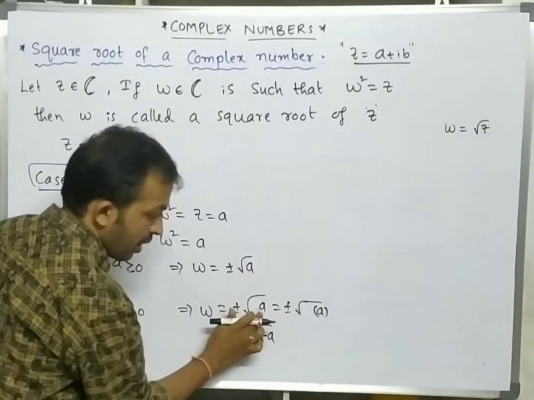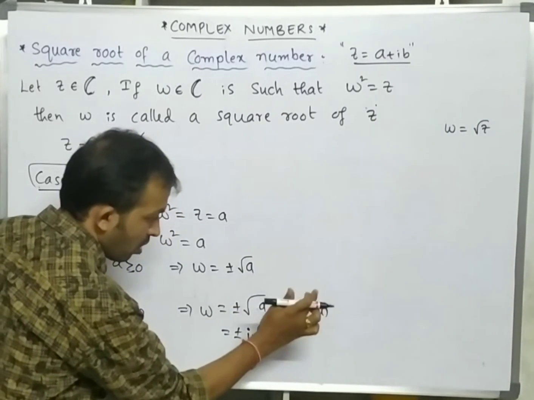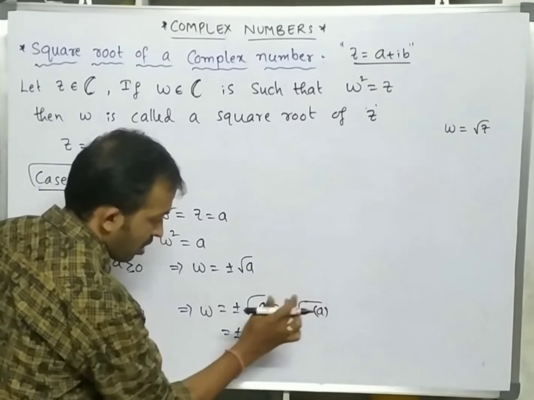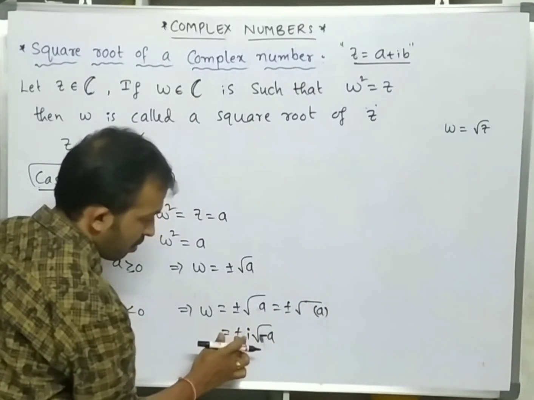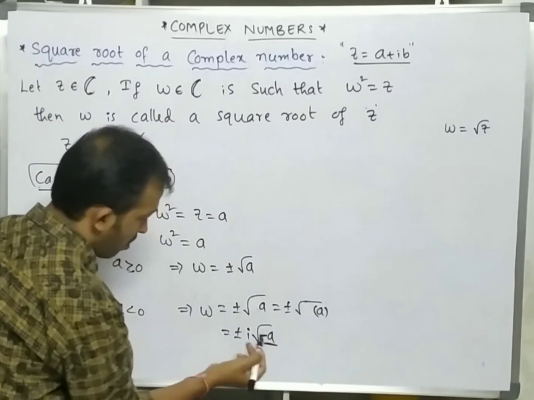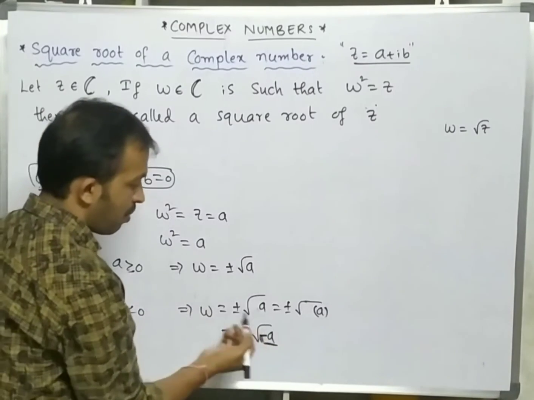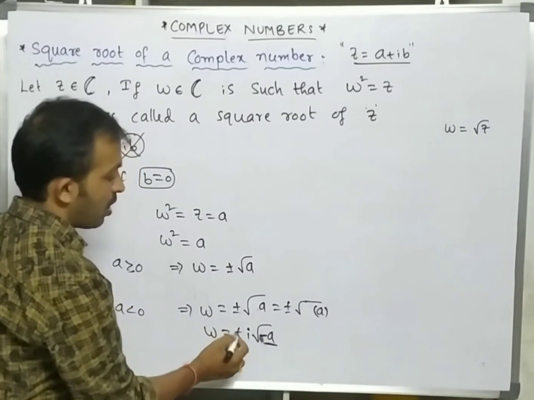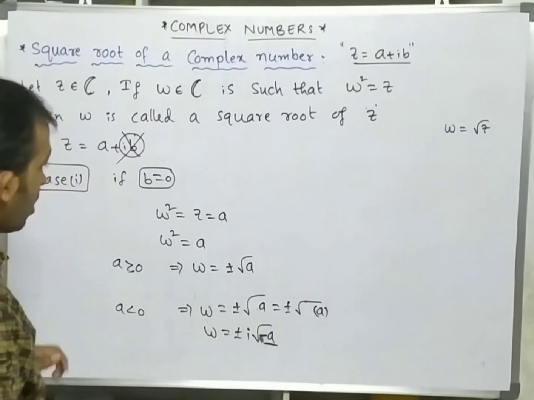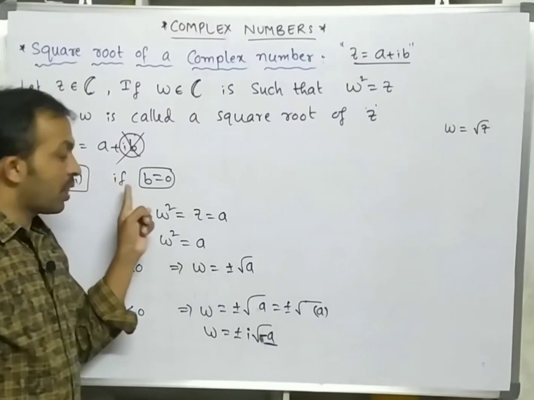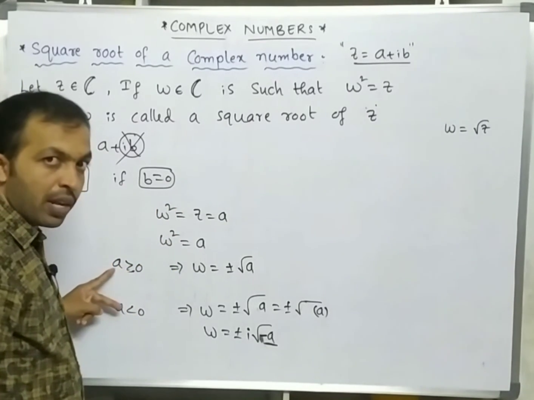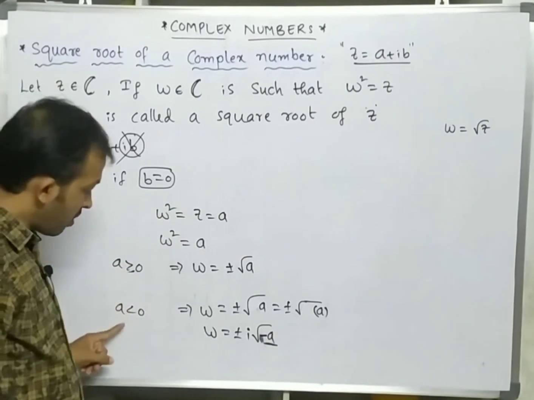If a is a negative real number, here a is negative. Negative means minus 1 into a positive. The square root of minus 1 is i, and minus a becomes positive, since a is negative, right? So then w is equal to plus or minus i into root of minus a. That is the value. So in this case, if b is equal to 0, we get two cases again: one is a greater than or equal to 0, and another one is a less than 0.